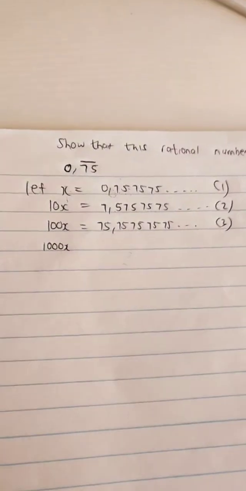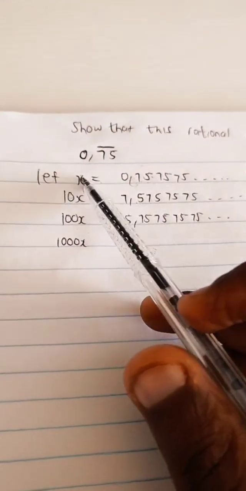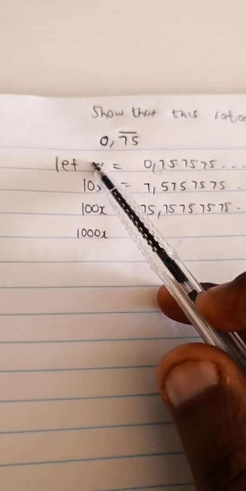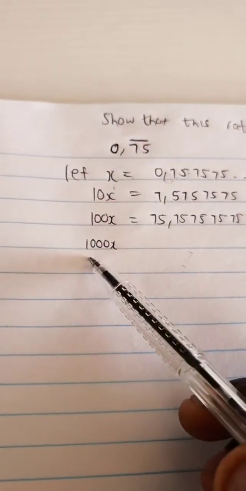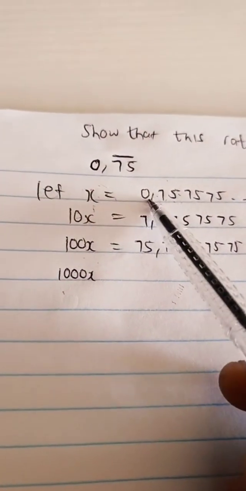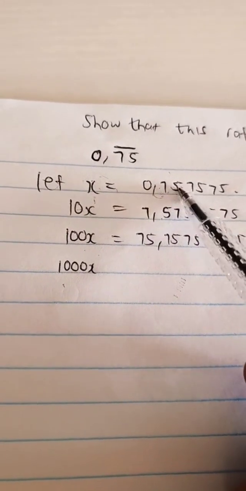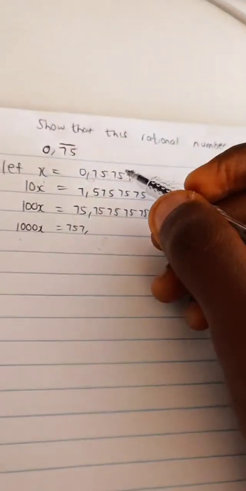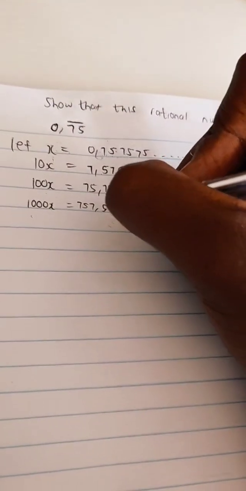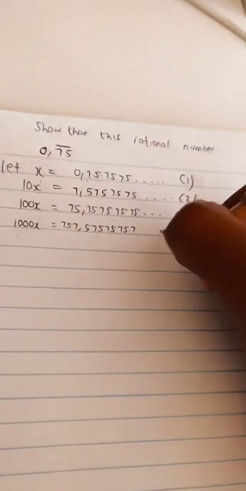All right, just want to show you something here, guys. If you multiply the same equation by 1,000, the left hand side, what happens? We get 1,000x. But when you multiply by 1,000 here, it means we move the decimal how many times? 3. 1, 2, 3. That means 757, comma, then 57, 57, 57. I now have equation 4. Guys, do you see how many equations I have?